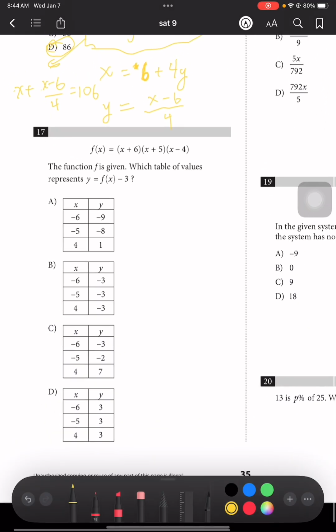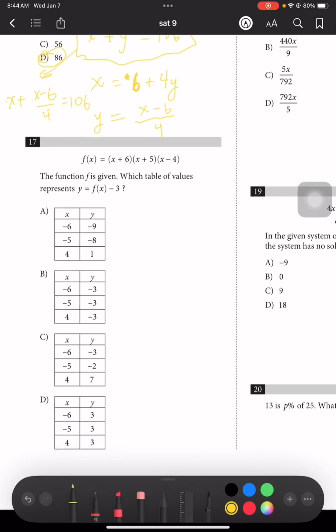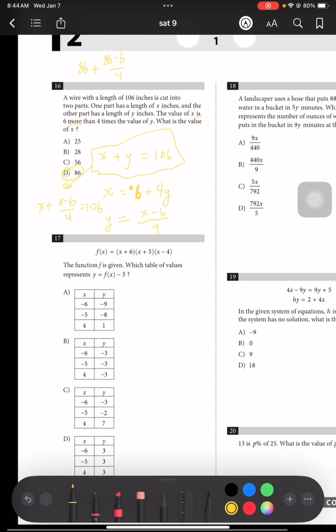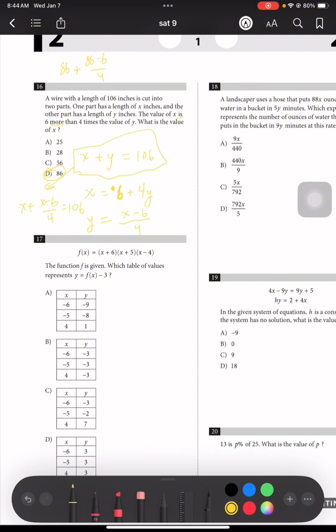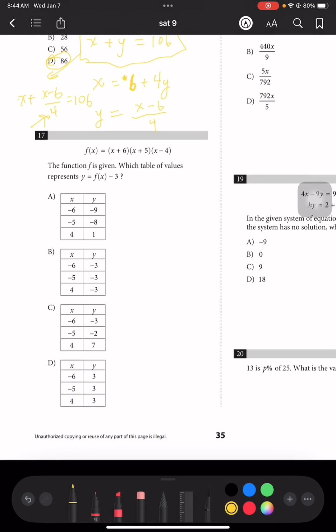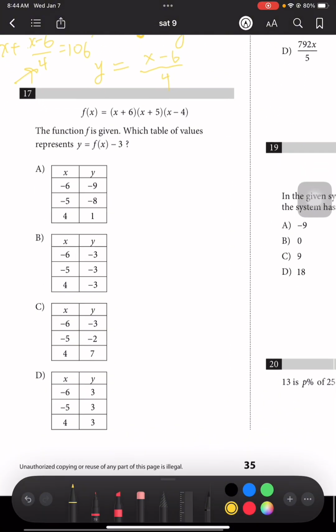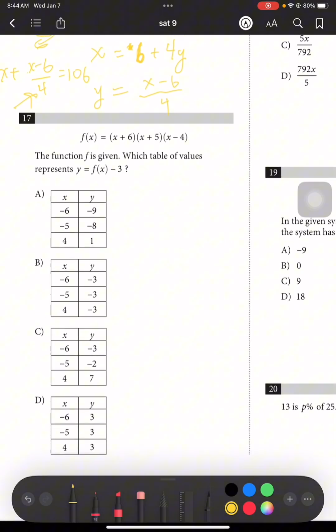Okay, the function. Which table? Well, actually, it kind of makes sense because your 56 is too far away, and you divide it by 4. See that? So I estimated 80 plus another 20, which is 106. Yeah. 17. Okay, the function which a table of values represents.